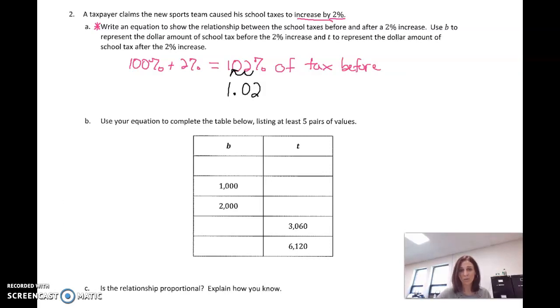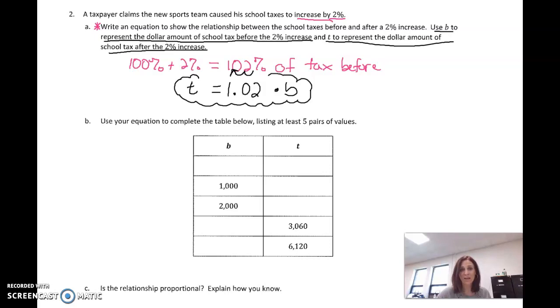So 1.02 times what were we paying before? Use B to represent the dollar amount of school tax before the 2% increase. And use T to represent the dollar amount after the 2% increase. So the tax we're paying now is going to equal 1.02 times the tax we paid before. So this is our increase, or that represents our increase.